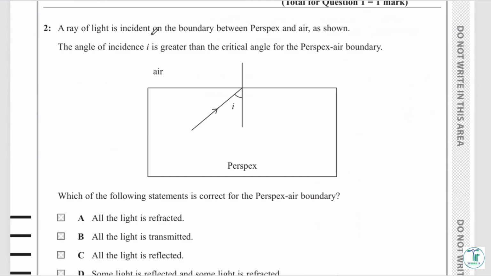Now, in question number 2, a ray of light is incident on the boundary between the perspex and the air. The angle of incidence is greater than the critical angle of the perspex air boundary. Which of the following statements is correct for the perspex air boundary? We all need to know that whenever the angle of incidence is greater than the critical angle, that is a required condition for total internal reflection. And if that is the required condition, what is meant to happen is that all the light should be reflected back into the first medium, right?